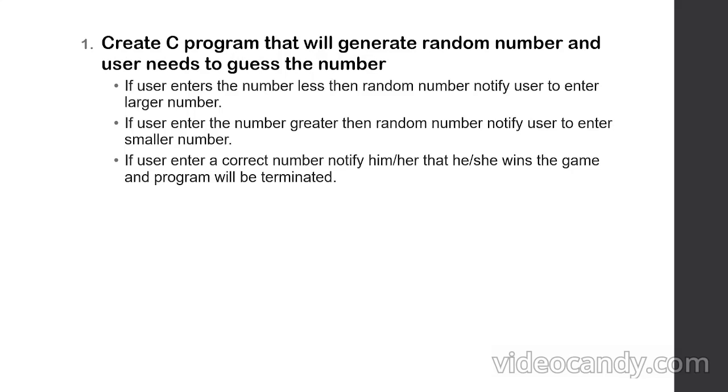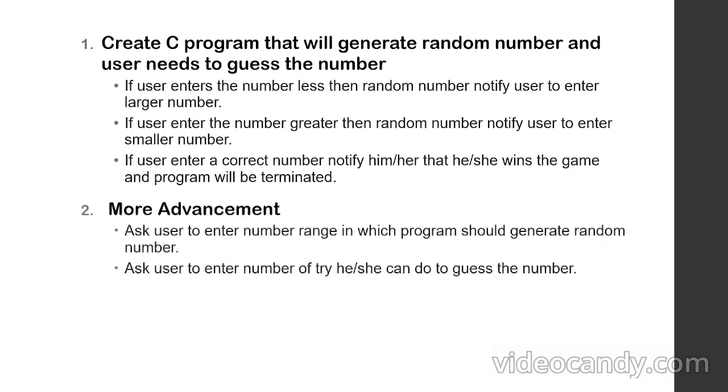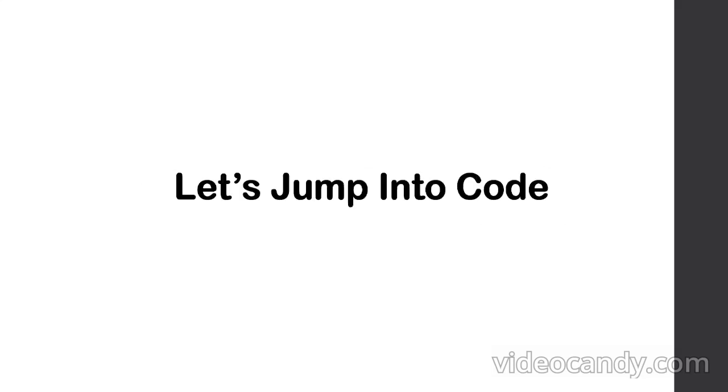And to do more advancement in the same program, we can ask the user to enter the number range in which the C program should generate the random number. So let's say if we enter the number range from 1 to 100, then the C program will generate the random number between 1 to 100. And for more advancement, we can ask the user to enter the number of tries he or she can take to guess the correct number. So I hope you have understood the problem statement. Now let's jump into the code.